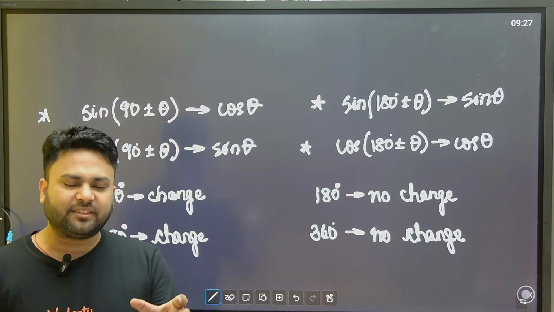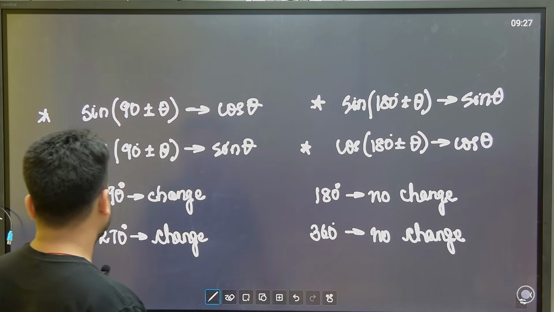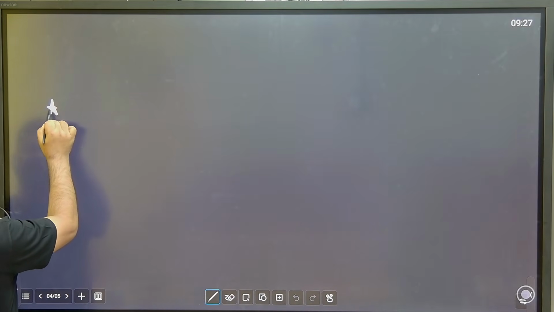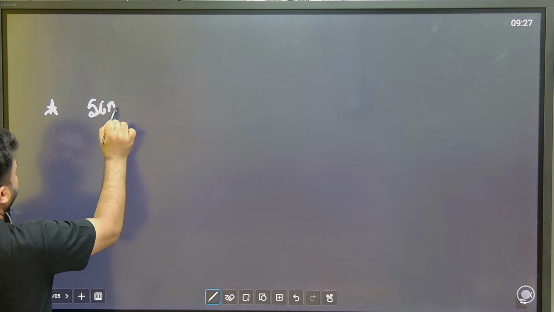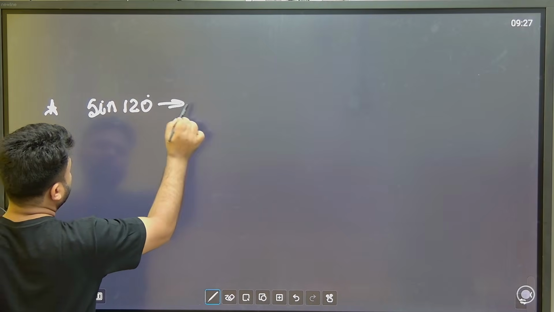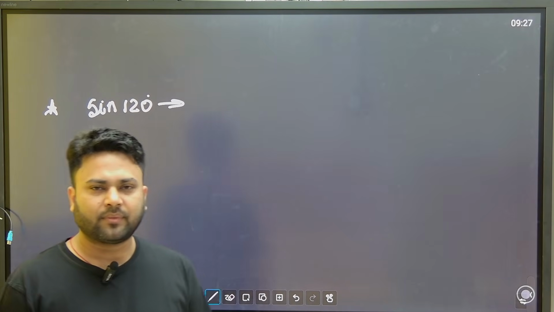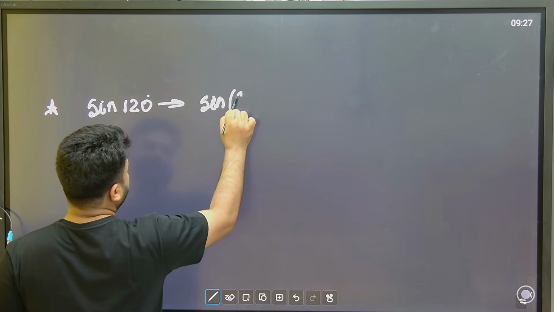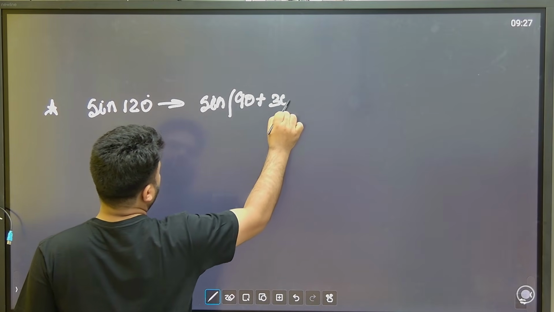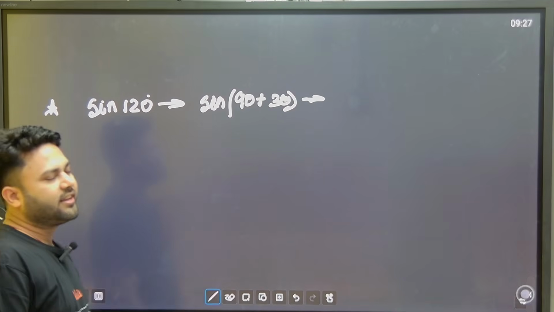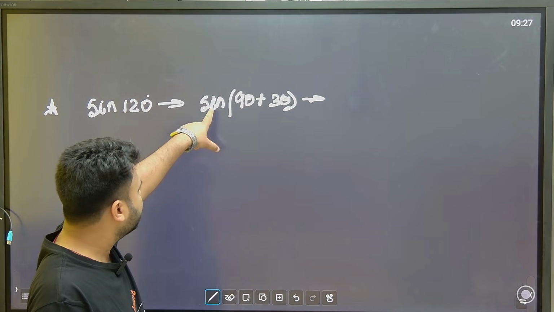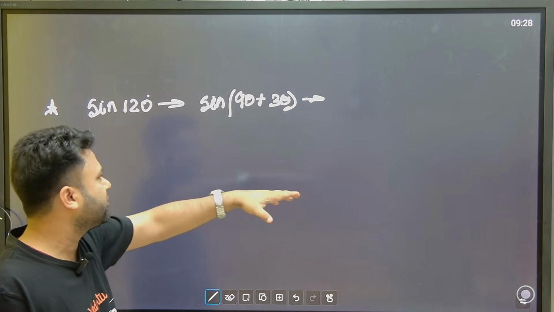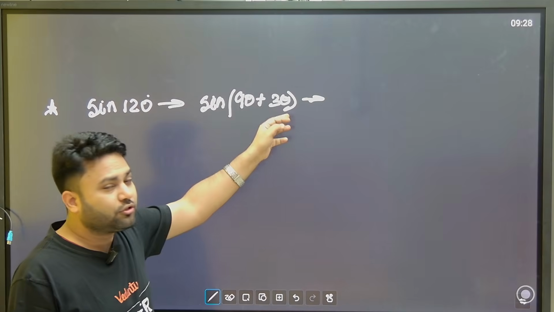Okay, I will take some examples so that you understand better. Suppose someone asks the value of sine of 120 degree. Can I write it like this: sine of 90 plus 30? Now, if sine is there and there is 90 degree involvement, sine will be converted to cos. So sine 90 plus theta equals cos theta.